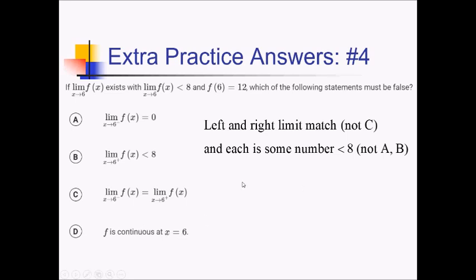But if you're wondering how can we prove that this can't be continuous, well, continuity requires the limit to exist. It requires the function to exist, which the function does because f of 6 equals 12. But continuity also requires that the function value and the limit be the same number. Well, here's the trouble with this.